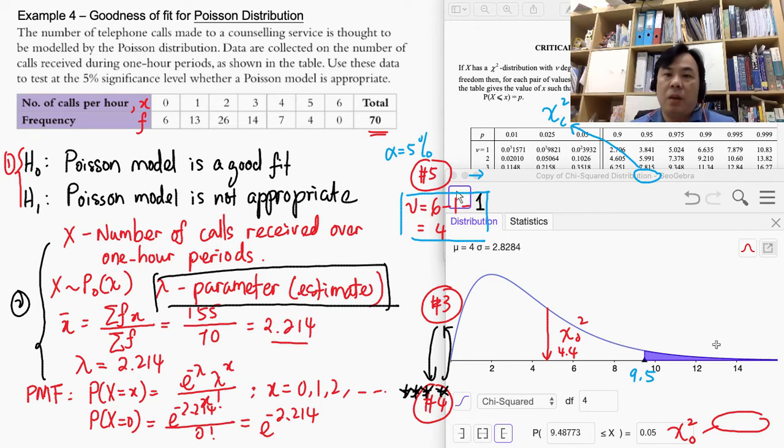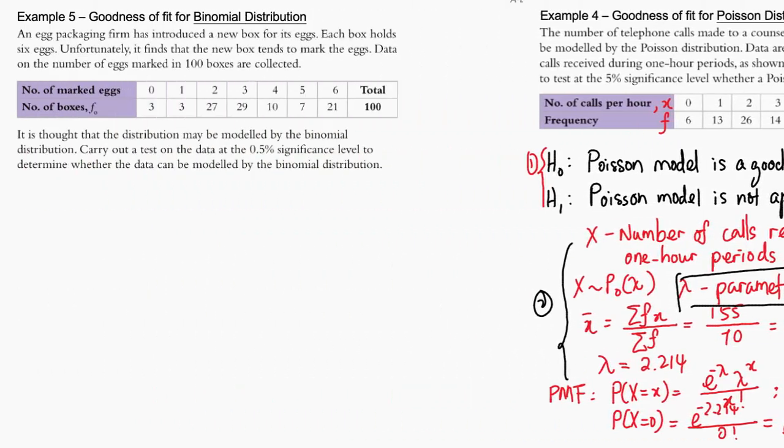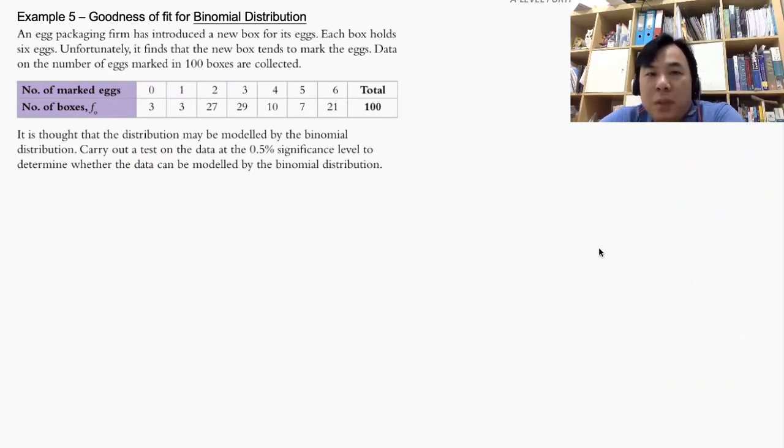Alright, now I hope that is clear here. I'm going to move on to the next example shortly. Example number 5 is yet another check on goodness of fit, this time for the binomial distribution. Now, how different is this example as compared to the previous one? We will look this through.